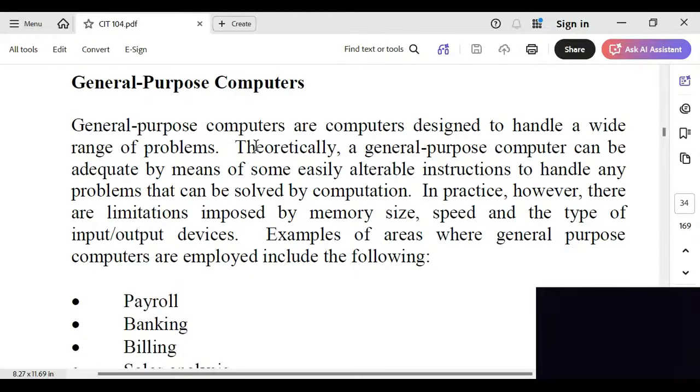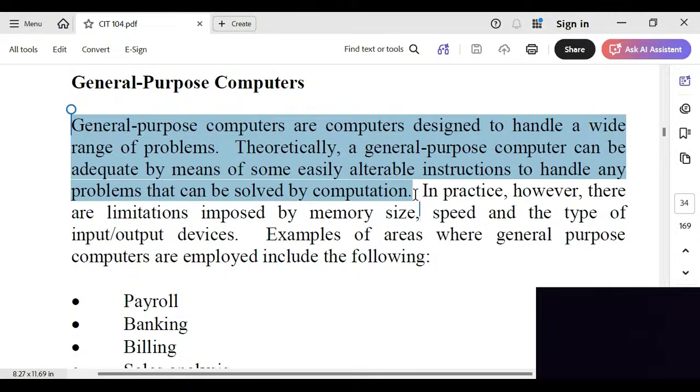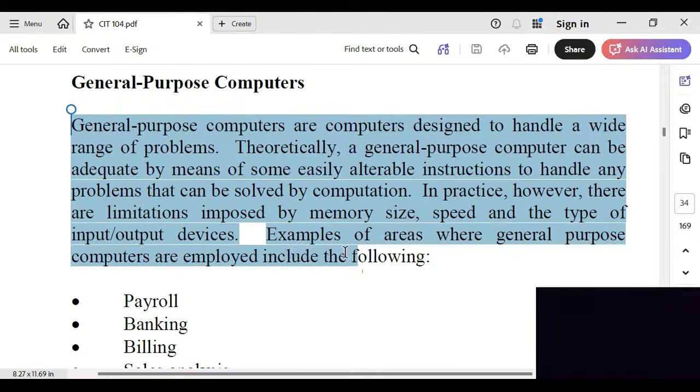Now, general purpose computers are designed to handle a wide range of problems. Theoretically, a general purpose computer can be adequate, by means of some easily alterable instructions, to handle any problems that can be solved by computation. In practice, however, there are limitations imposed by memory size, speed, and type of input or output devices.